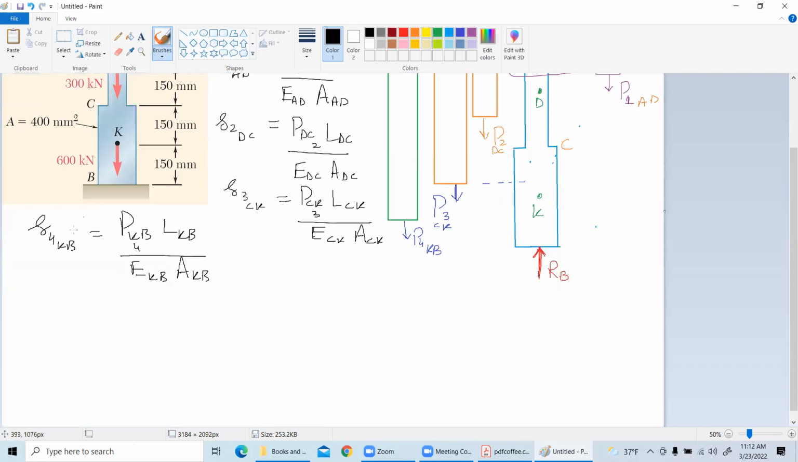So now let's add it together. I know that delta total equal to delta 1 plus delta 2 plus delta 3 plus delta 4 equal to 0. And then you will play this little game. You will say it is P1L.